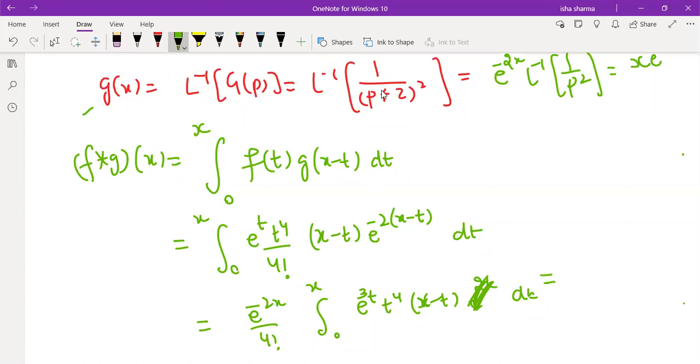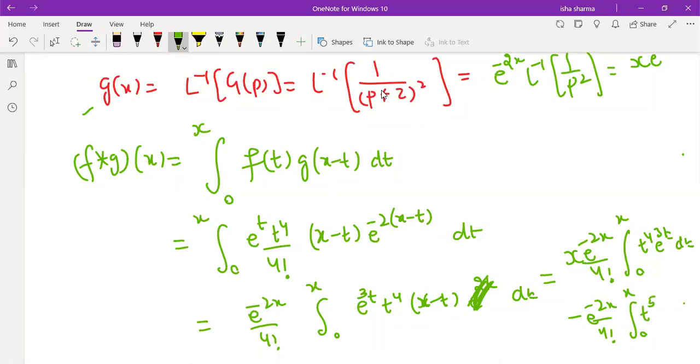So one will be x times e raised to power minus 2x by 4 factorial, 0 to x, t raised to power 4 e raised to power 3t dt, and the other is going to be minus e raised to power minus 2x by 4 factorial, 0 to x. So t is there. So t raised to power 4 on multiplication with t will be t raised to power 5, e raised to power 3t dt. So if you are able to solve these two integrals, you are going to get your answer, because whatever the functions of t you will be getting, you just put upper limit and lower limit, and you will get the final answer.